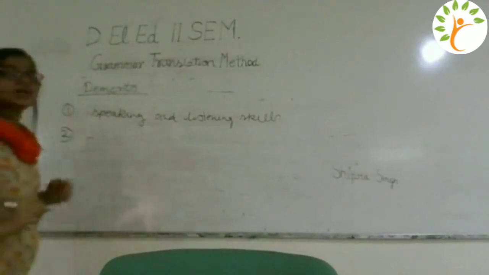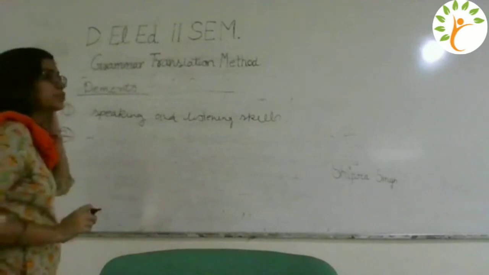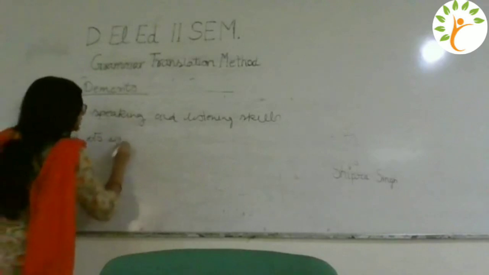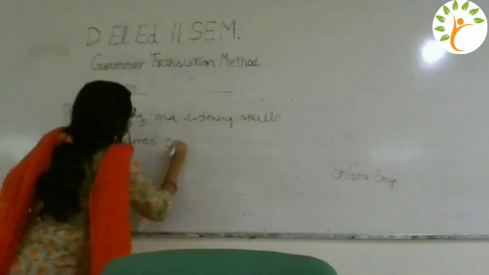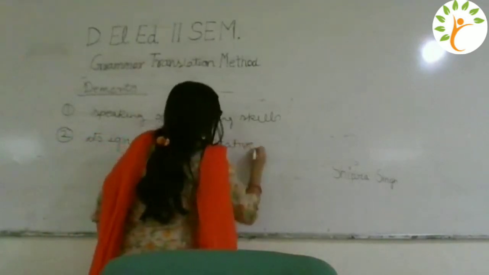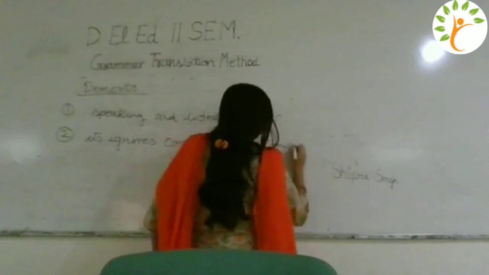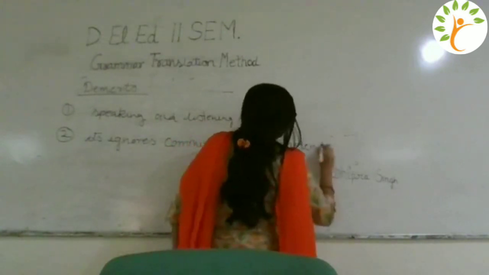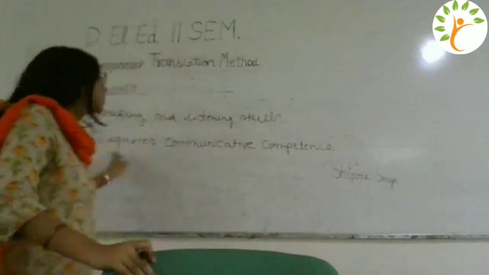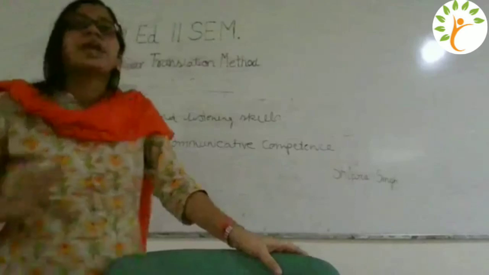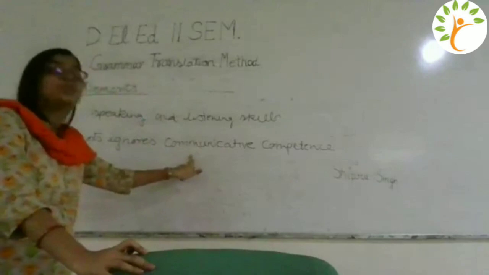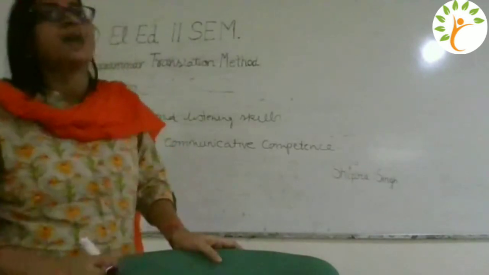Now the second disadvantage or demerit of grammar translation method is that it ignores communicative competence. The grammar translation method always ignores communicative competence. The students are made expert in reading and writing, but the communication aspect is always ignored.